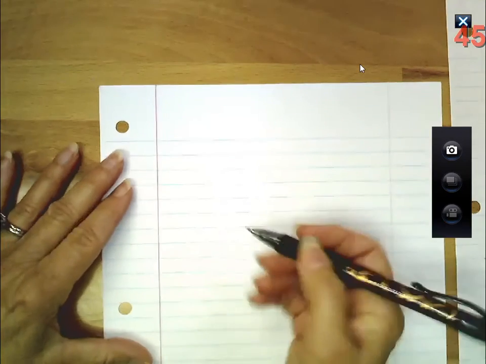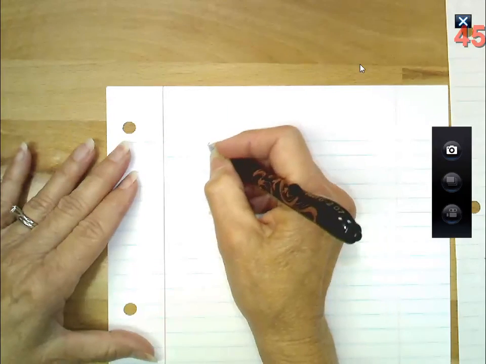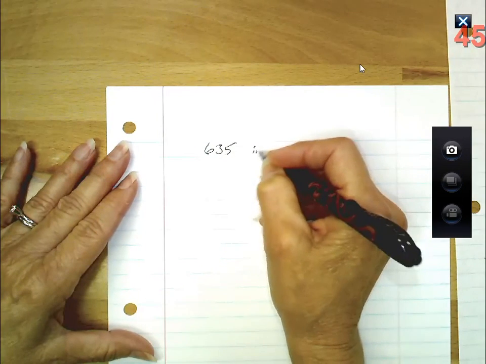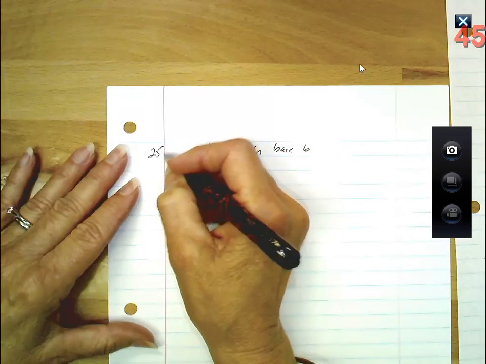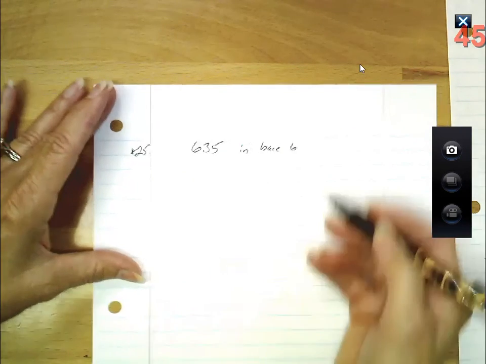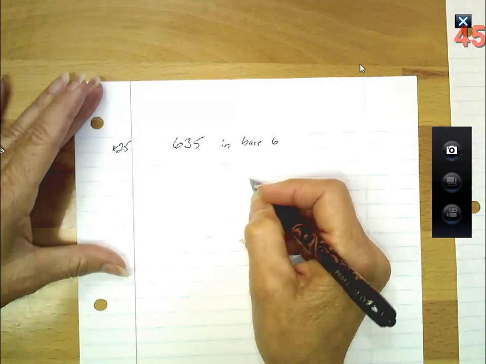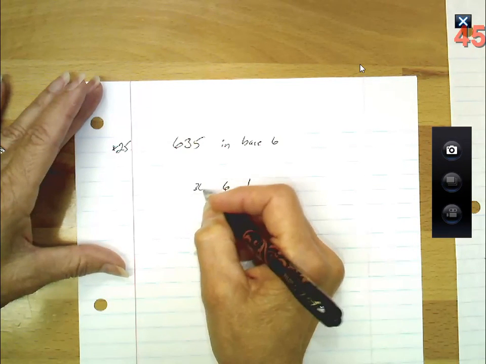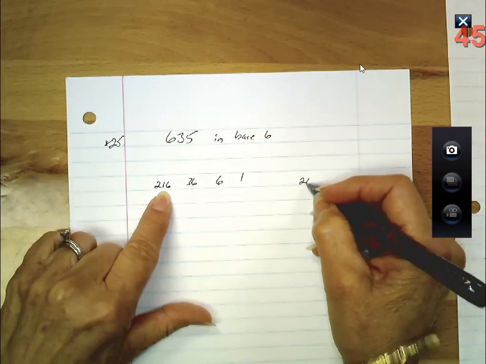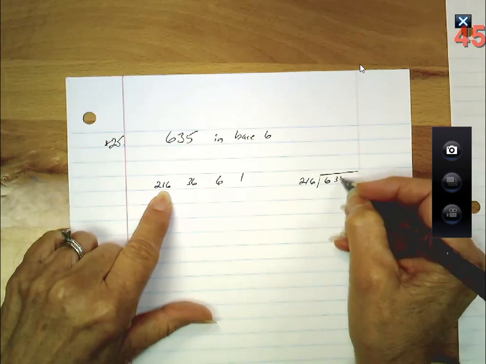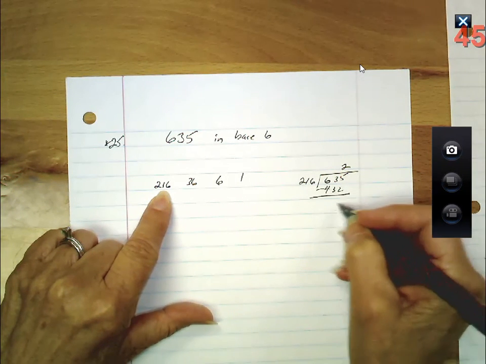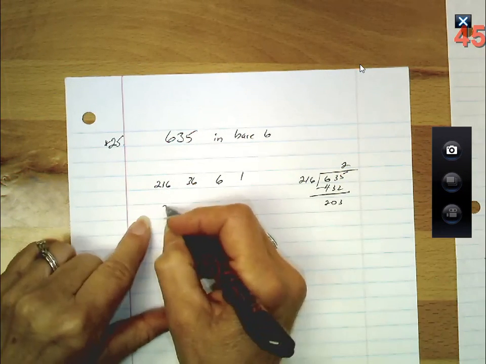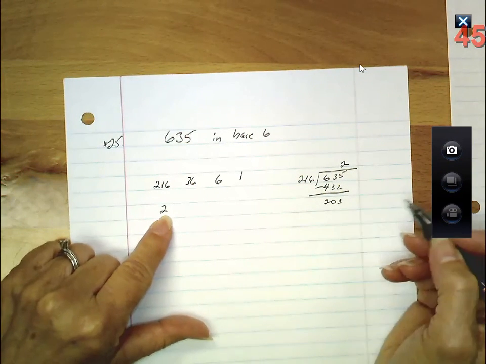There's a method to do it. 635 in base 6, and this is number 25. If you've got the 1s column, the 6 column, the 36, and the 216, take the largest one and divide it into 635. You can use your calculator if you want to. It'll go 2 times, and then you have 203 left over.